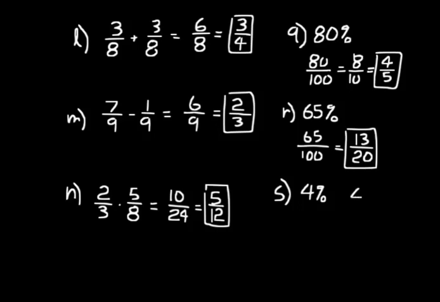And then problem S, 4 over 100. That's what 4% is equal to. Now those are two even numbers, so we know they have 2's in common. They would also have a 4 in common, right? Because 25 times 4 is 100. So we do 4 divided by 4 is 1. 100 divided by 4 is 25. 1/25 would be the answer.